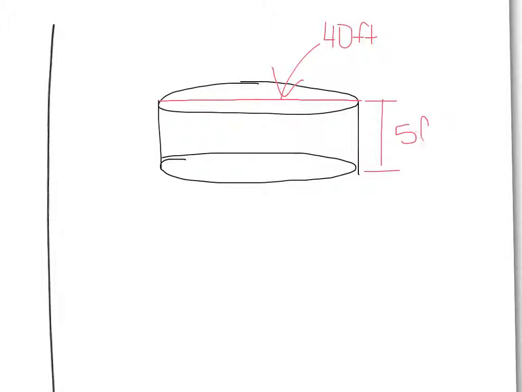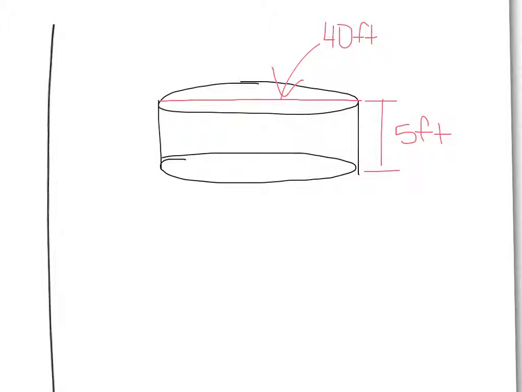And for our last one, this time we've got a really wide cylinder, kind of looks like a swimming pool. This time I'm going to tell you that that dimension is 40 feet. This dimension is 5 feet. What is the first thing you notice about this problem? Does it have a radius?